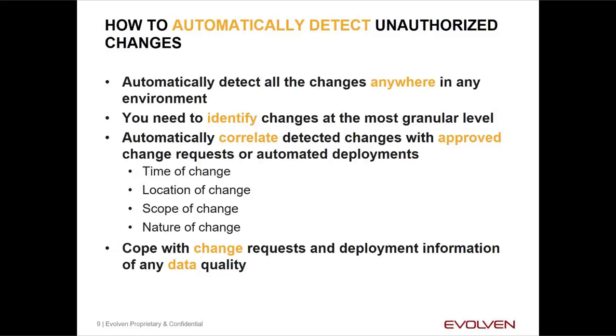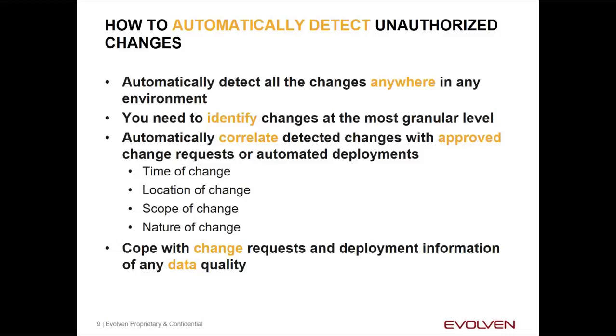We also need to be able to correlate this to our approved change request. Remember what we talked about earlier, right? We are putting processes in to protect us, but we need to be able to correlate what actually changed with time, location, scope, and the nature of the change, so we can get a very good, clear picture of what we intended to do and what we actually did do.